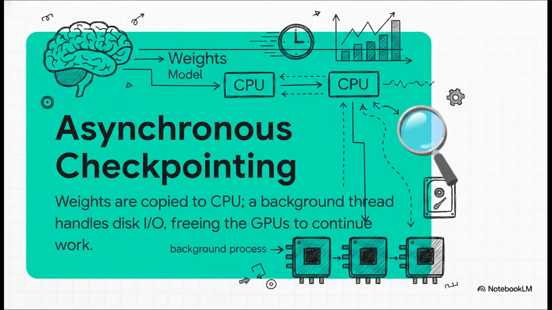We pull this off with something called asynchronous checkpointing. It's a clever trick. You just make a really quick copy of the model weights over to the regular CPU memory. Then, a separate background process handles the slow-as-molasses job of writing to the disk, while your precious GPUs are already hard at work on the next step. It's all about maximizing your hardware.